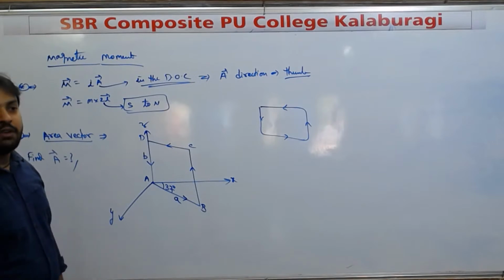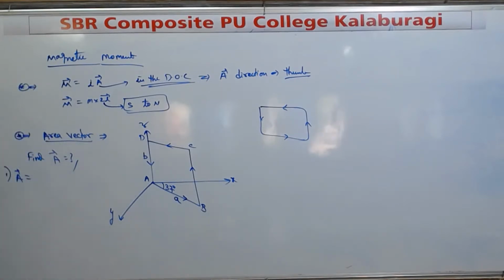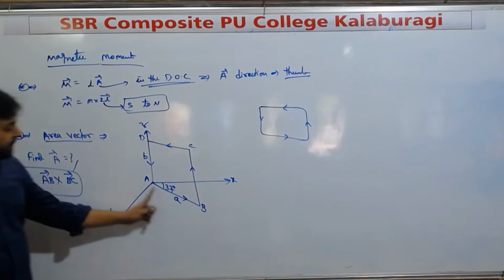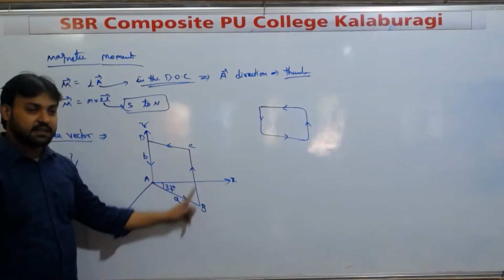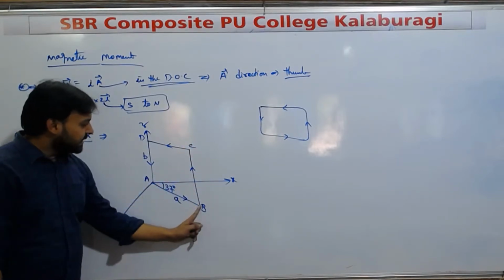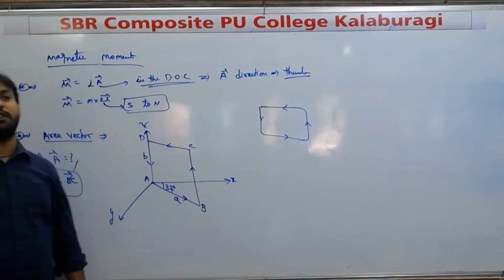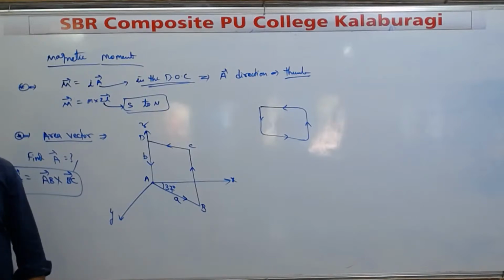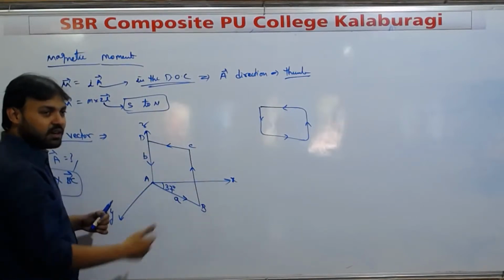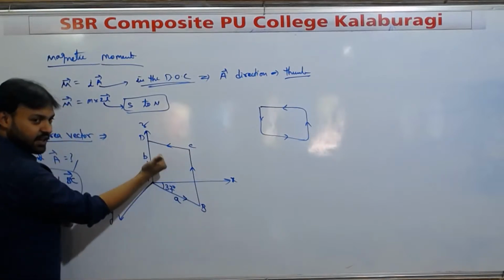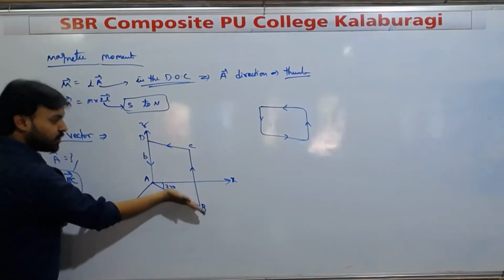Whenever I ask for the area vector of whatever object it might be, what you have to do: A bar equals A B bar cross B C bar. A B bar cross B C bar. Next, consecutive sides: A B cross B C. If the current direction is there, then definitely you have to write A B bar cross B C bar only. Understood? You will curl the fingers. So how do you do it? First in the direction of the current. Yes or no? So now A B bar cross B C bar only.